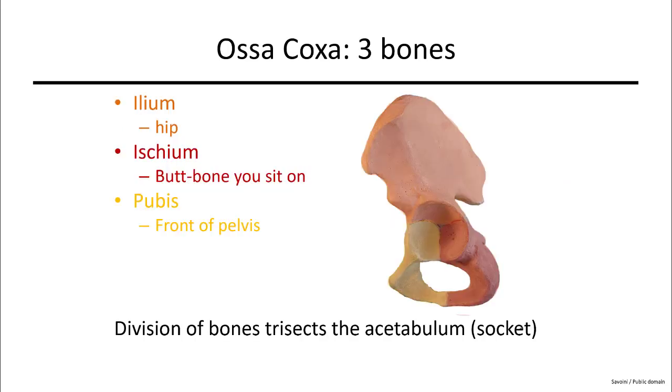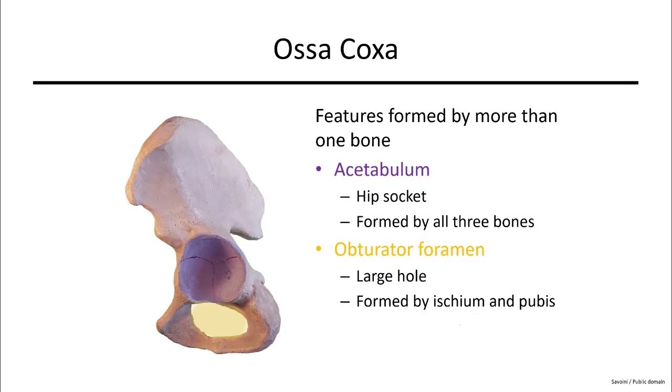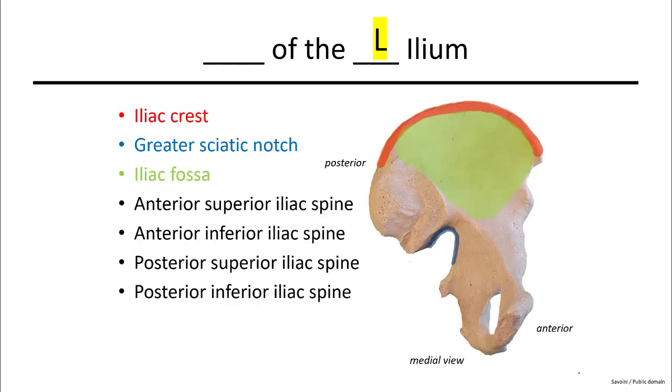The 3 bones of the ossa coxa are made up of the ilium, which is the upper fan portion, the ischium, which is the posterior portion that you'll be sitting on, and the pubis, which is going to be the front part of your pelvis. All 3 of them come together to form the socket known as the acetabulum. Another common feature of the ossa coxa is the obturator foramen, which is the hole that's sort of highlighted there in yellow. This is formed by the 2 bones, the ischium and the pubis.